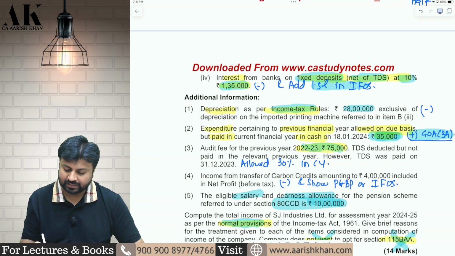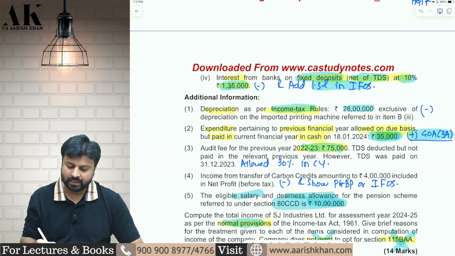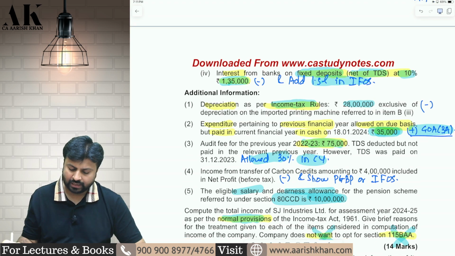Next, similarly, last year some audit fees were provided in the books of accounts on which TDS was not deducted in the last year. So last year 30% would have been disallowed. In this year you have paid the TDS, so take 30% deduction in the current year. I hope it is clear to all of you.